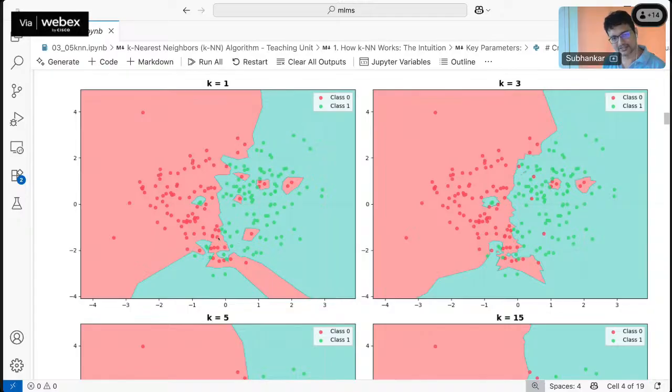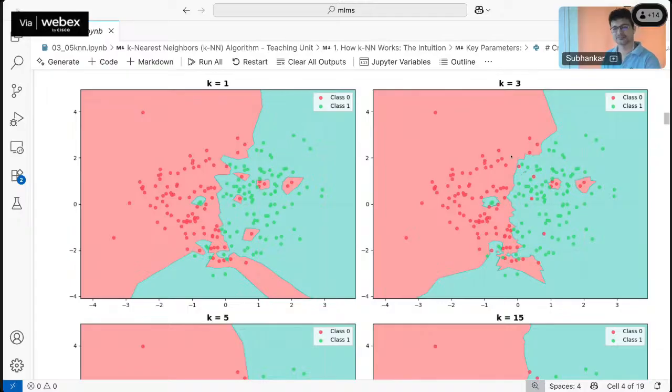But the problem with taking k equal to 1 is that these are most likely noisy points. There's at least one of them, but because k is equal to 1, that particular point is important. Now they will have their own decision boundary around it. Yes, then we can end up with errors.